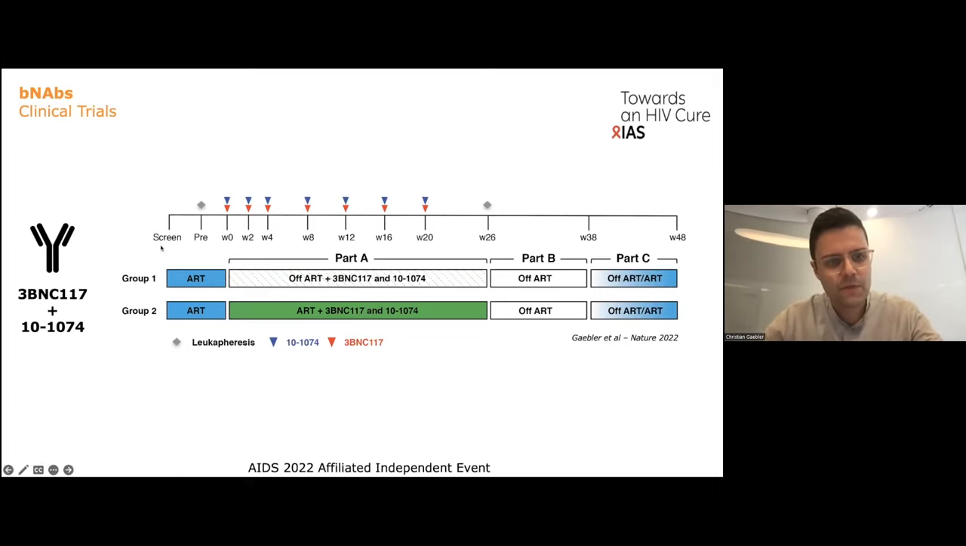We had these two groups, so study participants were randomized into either group one or group two. In group one, study participants would be asked to stop taking their antiretroviral medication with the first day of the first antibody infusion, and then would stay off ART and be followed weekly. In case viral rebound occurred or they met ART reinitiation criteria, they would be asked to restart their medication. Group two was different in that our study participants, when they were randomized into group two, would stay on ART throughout the dosing period until week 26, until a second time point and the second leukapheresis, and we would then ask them to enter a phase of analytical treatment interruption. They would be followed frequently until they met ART reinitiation criteria and would be put back on ART.